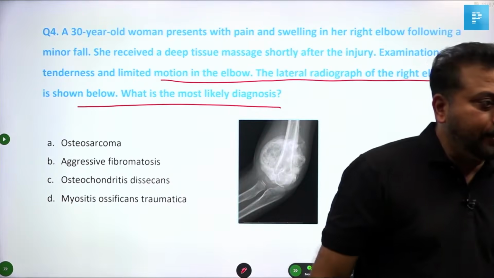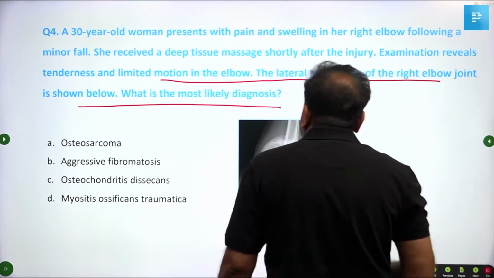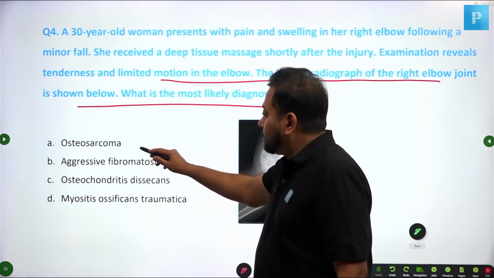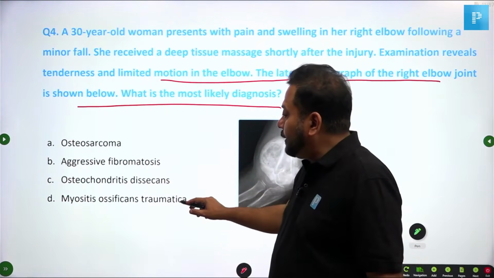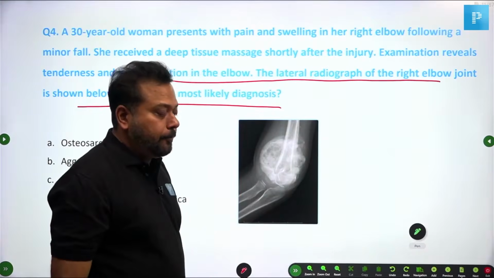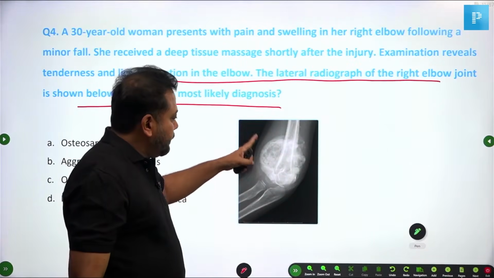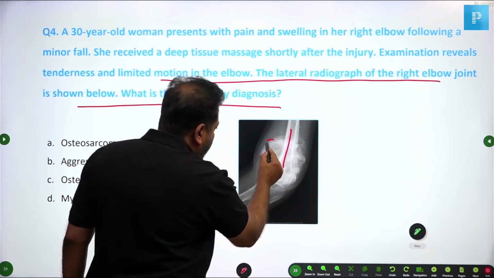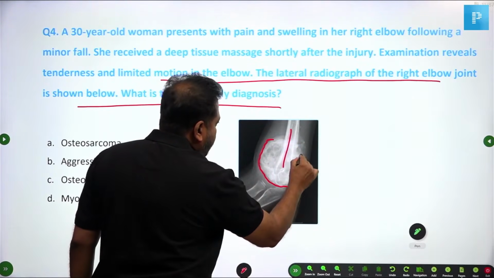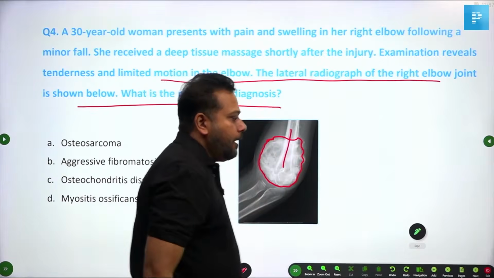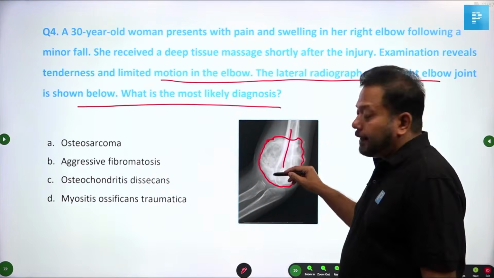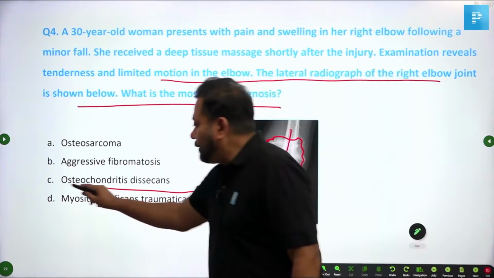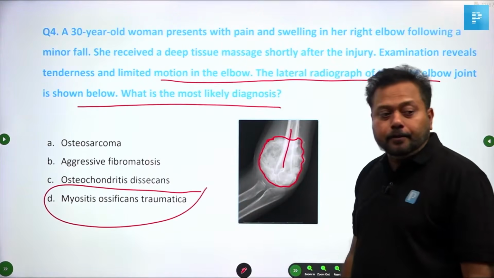Okay, what is the most likely diagnosis? Osteogenic sarcoma, aggressive fibromatosis, osteochondritis, or myositis ossificans traumatica. Okay, you see here, the elbow joint is involved. I am able to see a fluffy mass around the elbow. This is a classical X-ray of myositis ossificans traumatica.